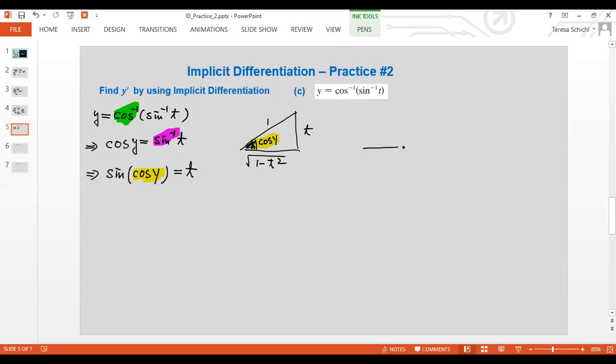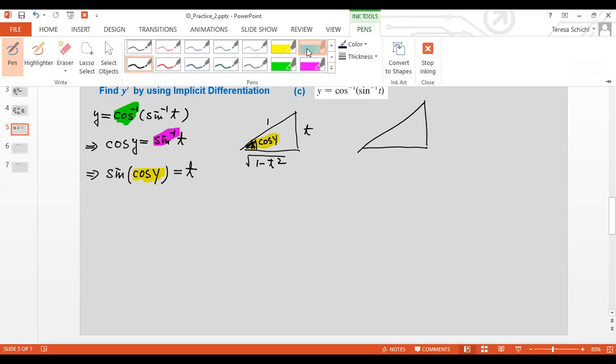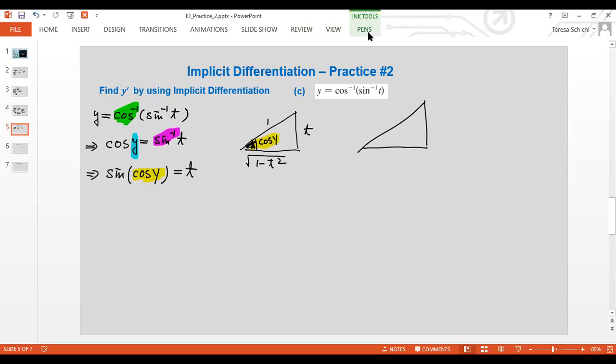Then I have another triangle here. I'm color coding here. This is cosine y. If this angle is y, what I have here is arcsine t. Cosine is adjacent over hypotenuse, so the adjacent here is arcsine t, and the hypotenuse is 1. Then the Pythagorean theorem gives the square root of 1 minus arcsine t squared.